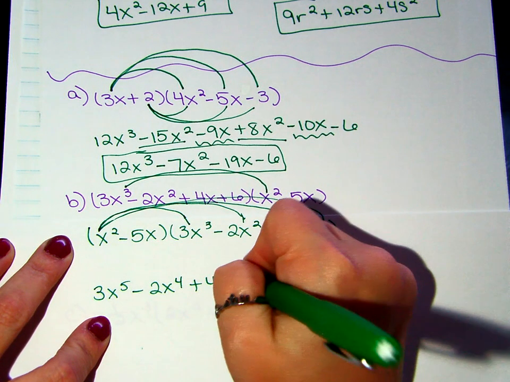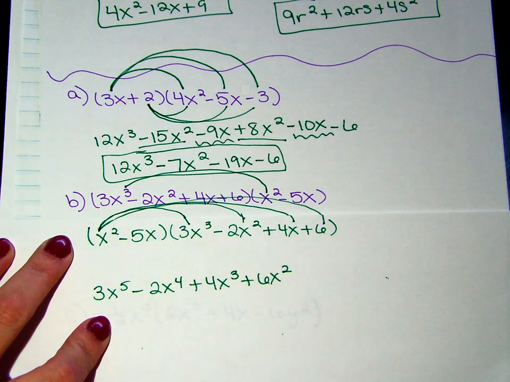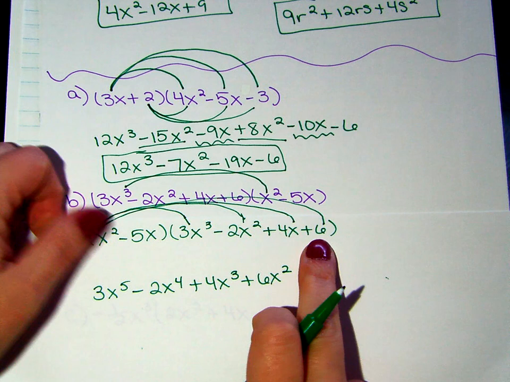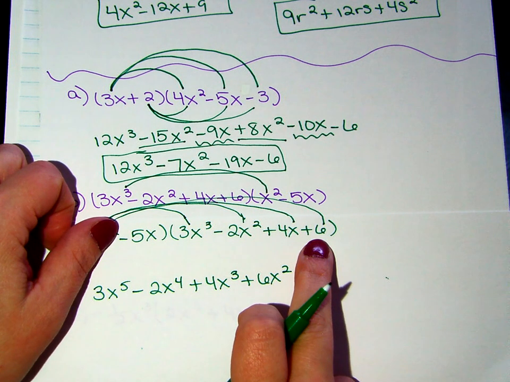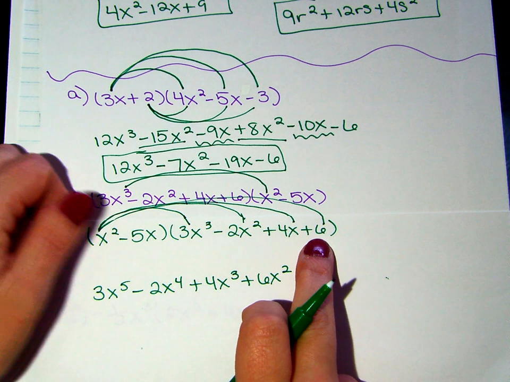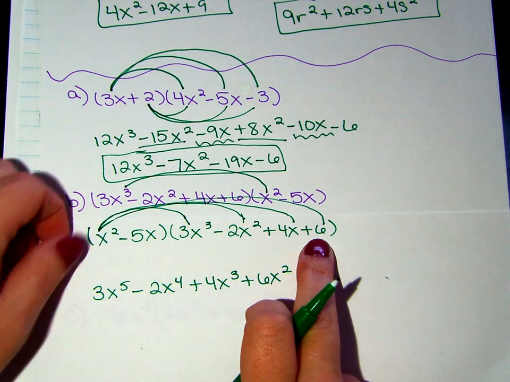And once I have carried that x squared to every term in the second parenthesis, I can be done with it. I distributed the x squared to every term. I'm done with that. Now here's where you're going to want to be a little bit careful.